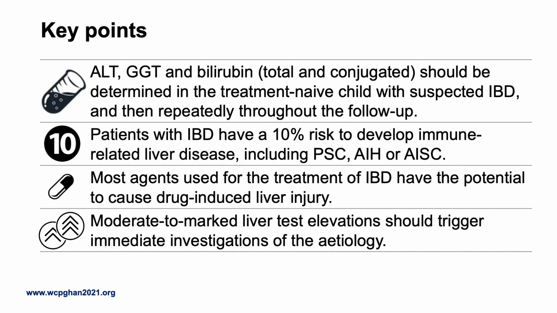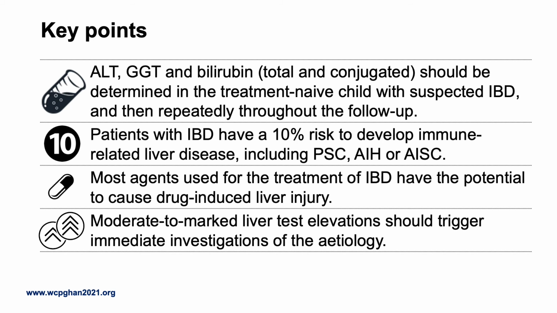I have come to the last part of my presentation. I would like to highlight 4 key points of this talk. 1. ALT, gamma-GT and bilirubin, both total and conjugated, should be determined in the treatment-naive child with suspected IBD and then repeatedly throughout the follow-up.